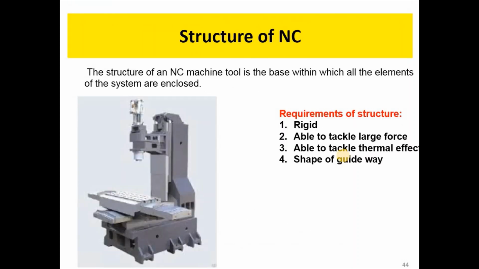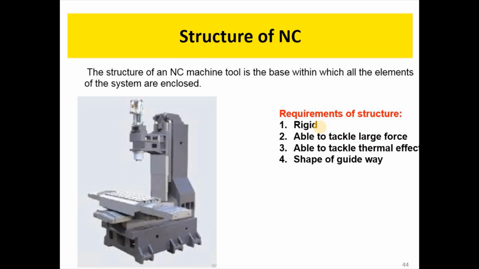So we'll move towards the structure of the NC system. You can see this is one example, a photo of an NC system, a large heavy structure of this machine. So we require some requirements for the structure, and we'll see them one by one. For that machine, the foundation must be rigid, able to tackle large forces, and during manufacturing they will create some forces, so it should be able to tackle those forces side by side.